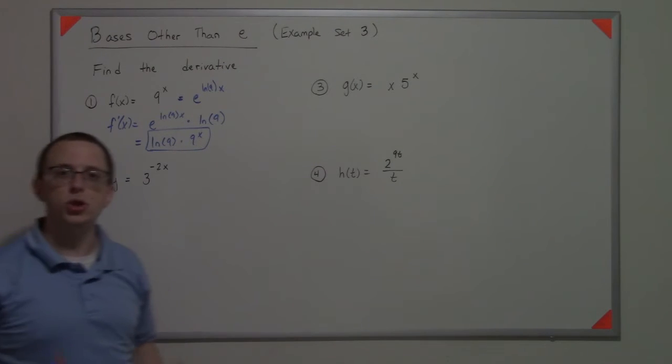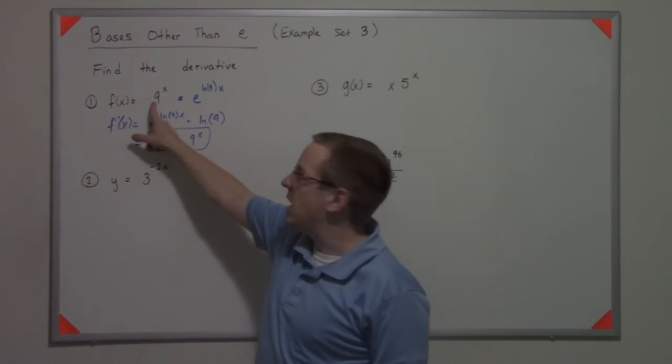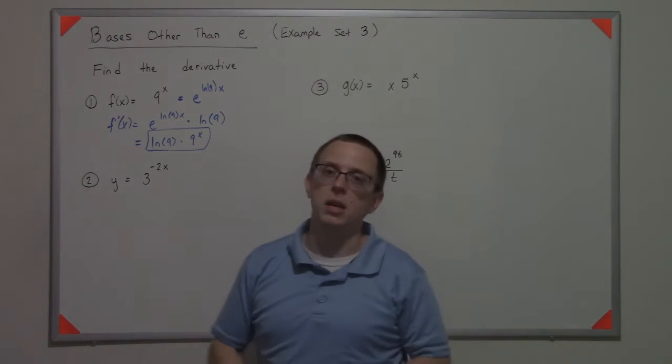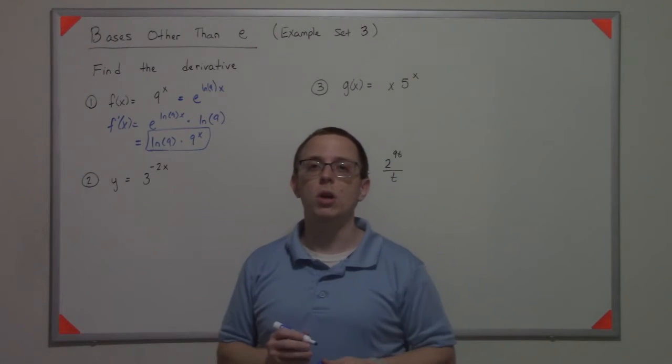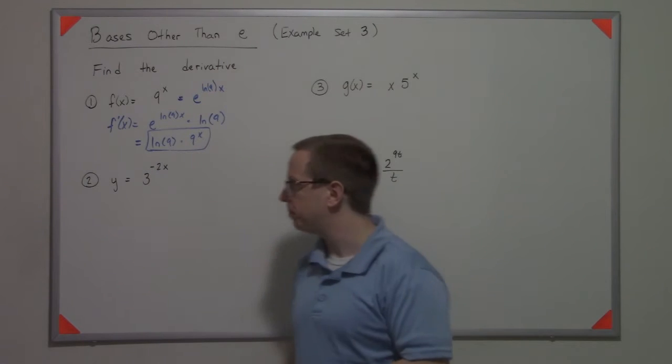So remember, that's our general rule: if this was 6 to the x, it would be natural log of 6 times 6 to the x. That's the general rule for arbitrary exponential functions.